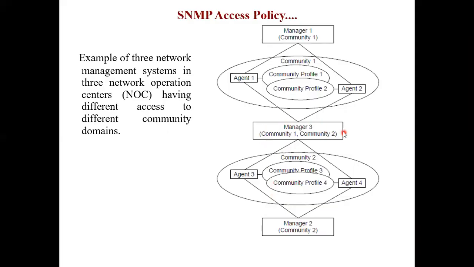But I have one manager 3 who belongs to both the communities. So he has a larger role to play. You can say a global role. Remember, we had studied manager of manager, who could get the data from 2 different NMS. So similarly, this is the manager of manager configuration, you can say. Since manager 3 belongs to both community 1 and 2, he can get the data from agent 1, agent 2, agent 3, and agent 4.